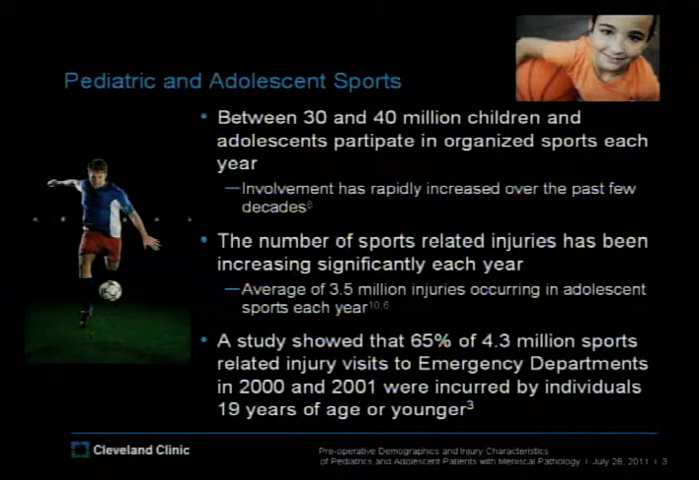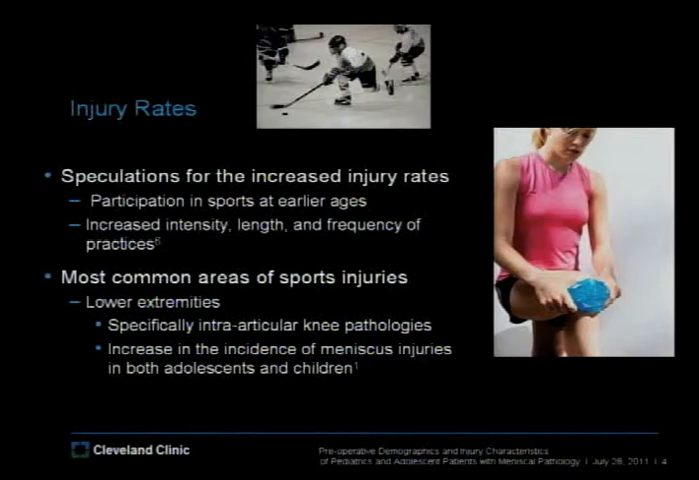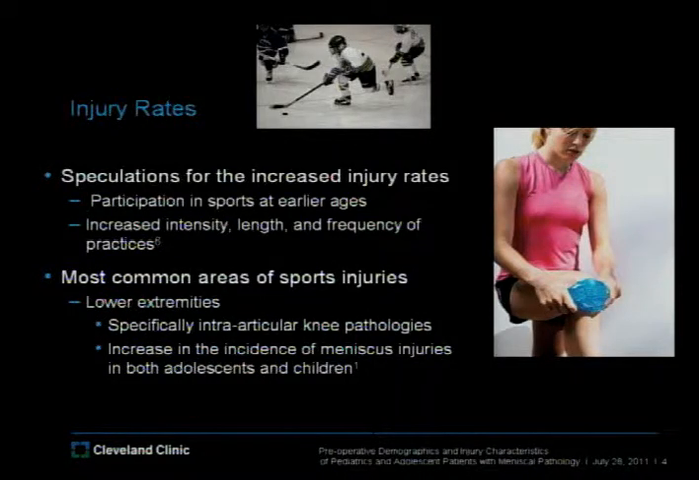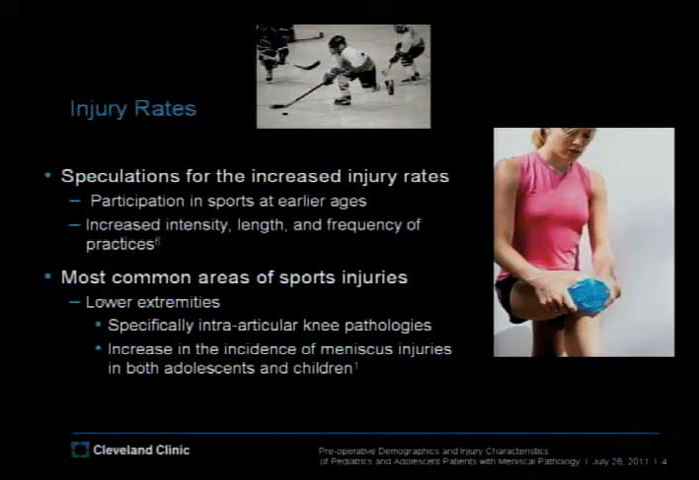An average of 3.5 million injuries occurring in adolescent sports have happened each year, and one study has shown that 65% of 4.3 million sports-related injuries in just 1 year were incurred by individuals of 19 years of age or younger. That's more than the majority. There are several speculations for the increased injury rates, such as participation in sports at earlier ages, and also the increased intensity, length, and frequency of practices. The most common areas of sports injuries are typically the lower extremities, like the ankles and the knees.